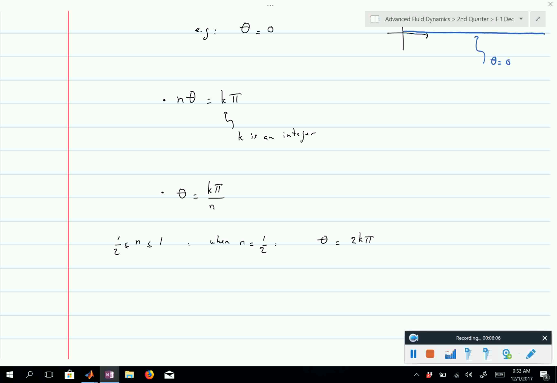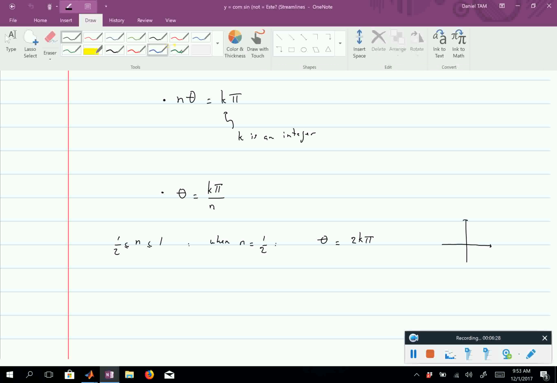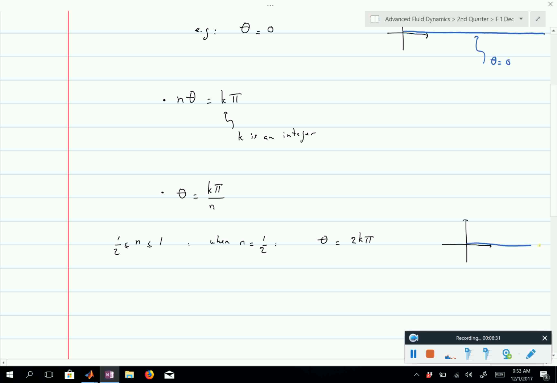So how many k's can we use? We can use 0 and we can use 1. So the only streamlines that we have really is just theta equals 0, essentially. Now you see that? We just have one, and it's this one, the one I applied before, theta equals 0. Theta equals 0 or 2 pi is the only streamline.